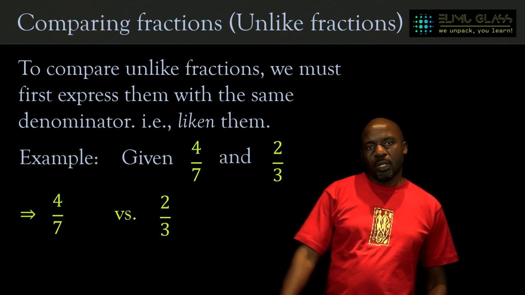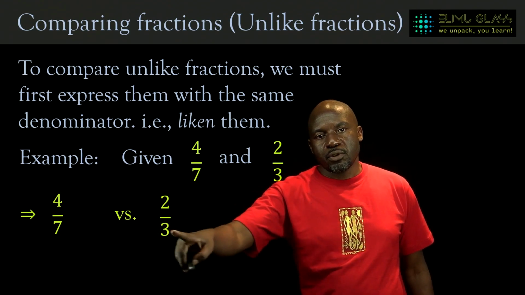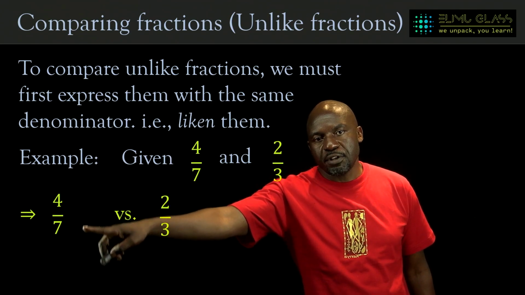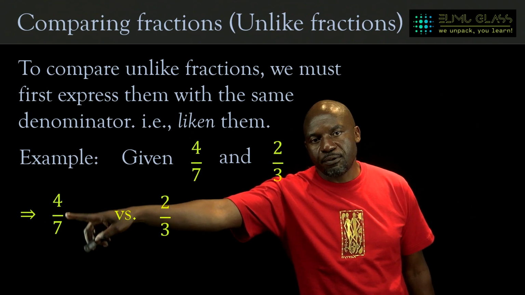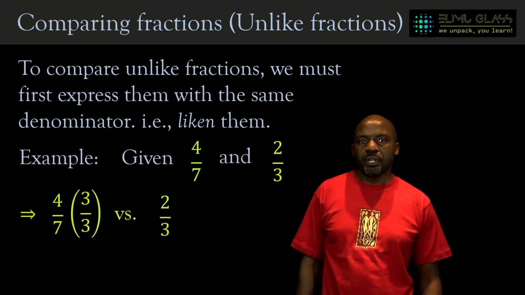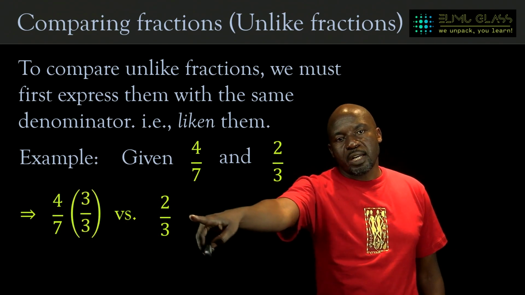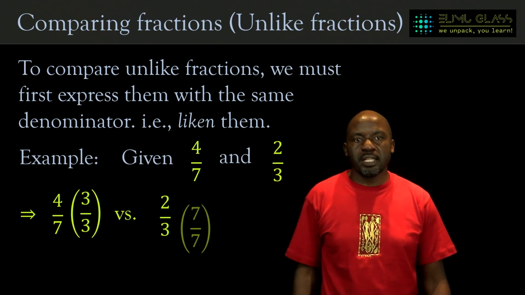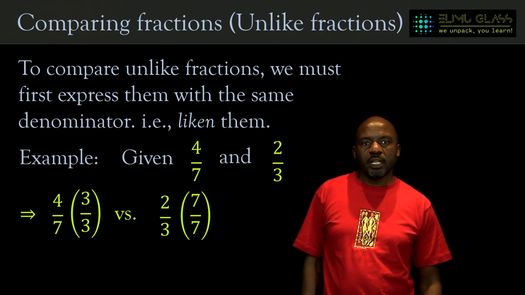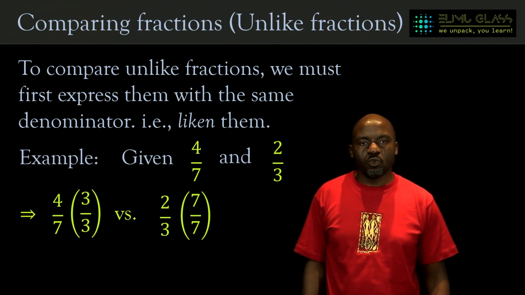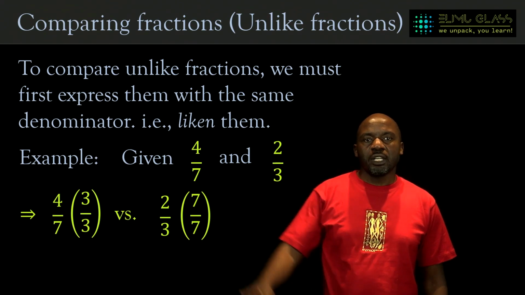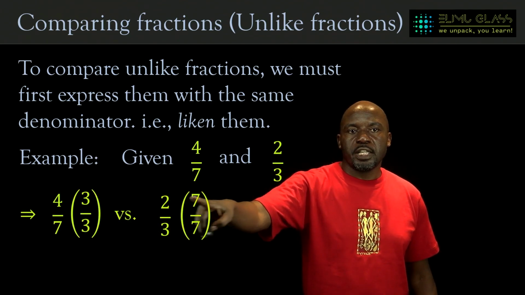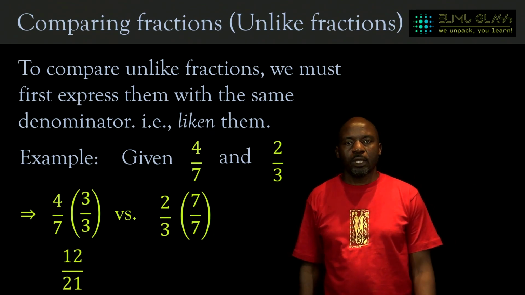What we want to do is look at the denominators. So the denominator here is 3, so I'll go here and multiply by 3 over 3. So that becomes 12 over 21. And this one we multiply by 7, so 7 over 7 on this side. That ensures that the denominators are 7 times 3, which is 21. So now we have 12 over 21 and 14 over 21.